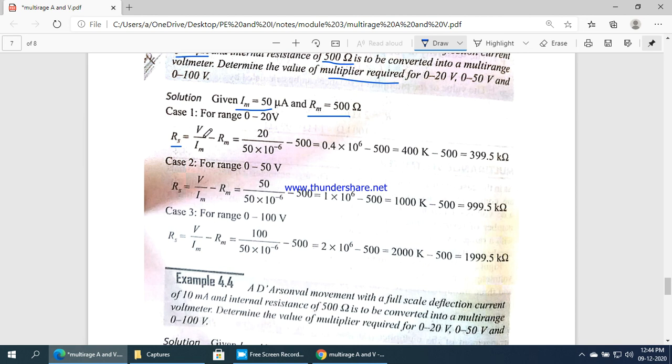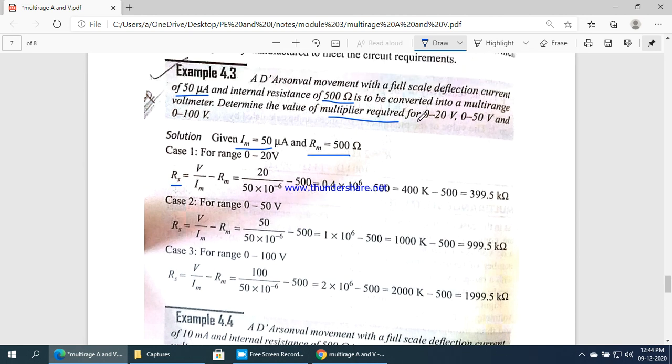V we know, so up to 0 to 20 volt I have to calculate, and 0 to 50 volt we need to calculate, and 0 to 100 volt we need to calculate, same as the previous one, but there it was current and here it's voltage. The voltage value is 20 volt which is given in the problem, and Im current we know, Rm value is given. After substituting and solving the equation, we will get 399.5 kilo ohm.